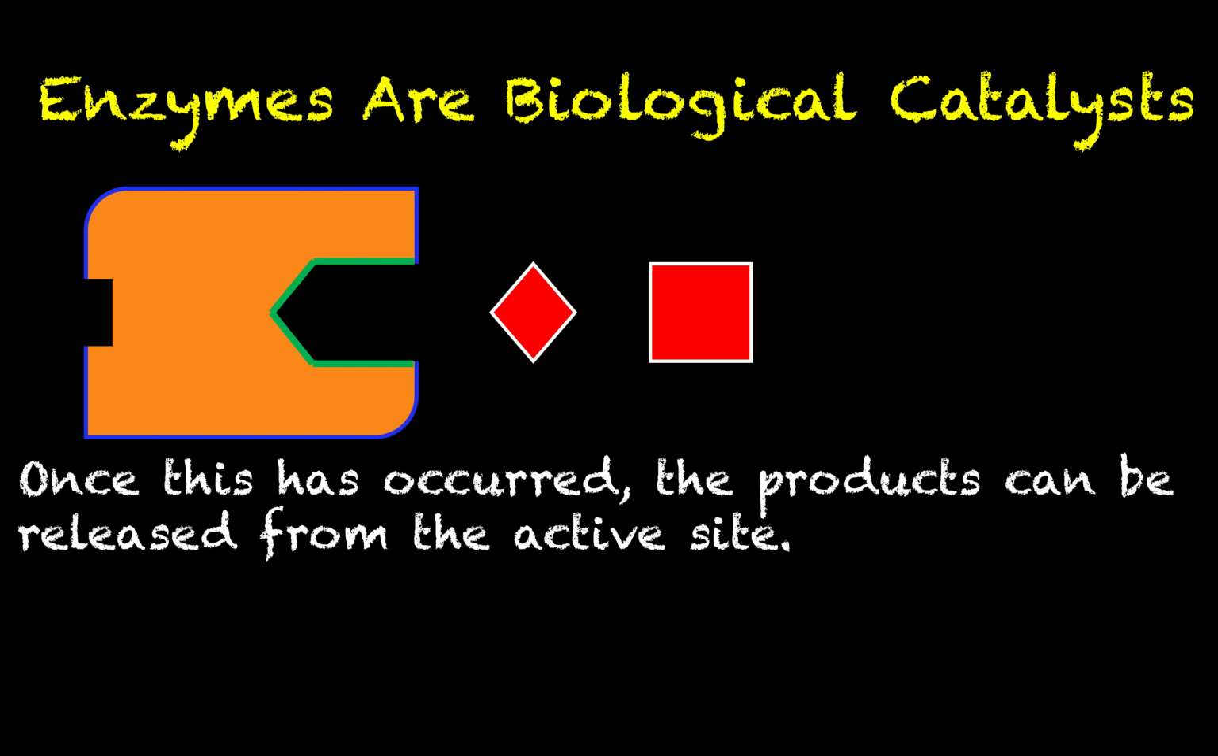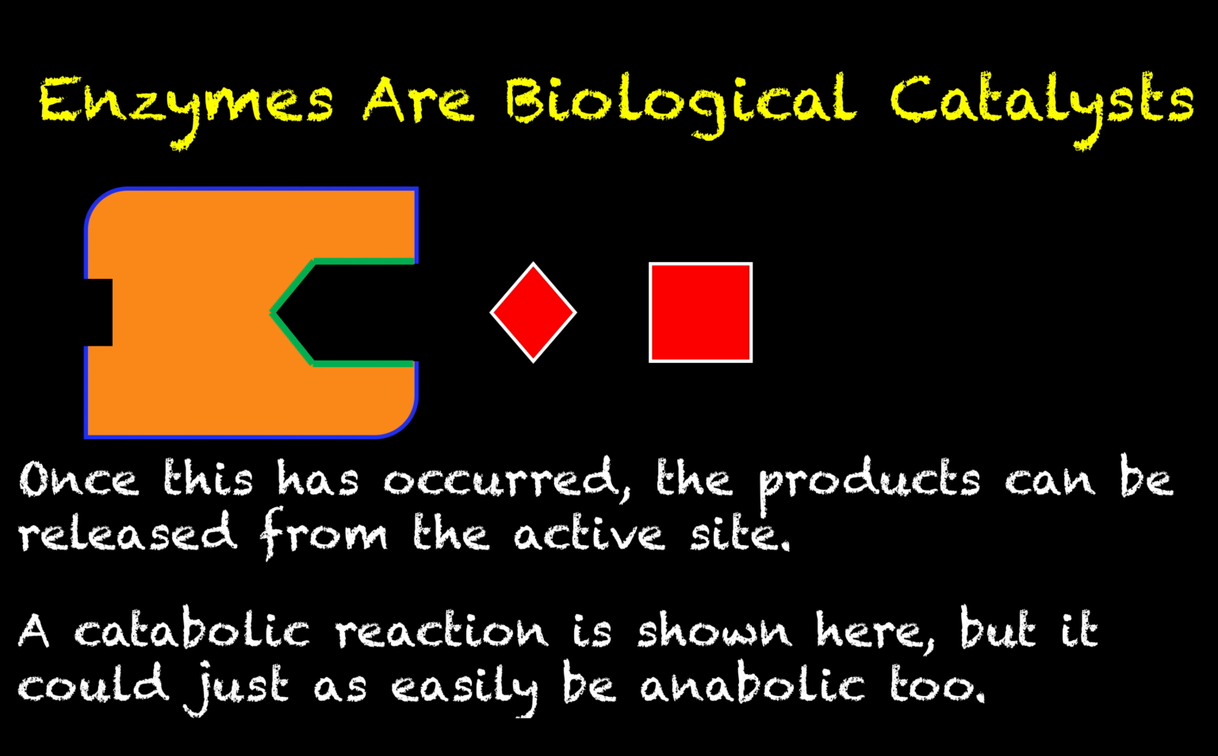Once this transformation has occurred, the products can be released from the active site, and then the enzyme should now be free to bind to a new substrate and catalyze another reaction. What we've just demonstrated is an example of a catabolic reaction where one large complex substrate is converted into two smaller, simpler products, but there's no reason why an enzyme can't catalyze an anabolic reaction too.